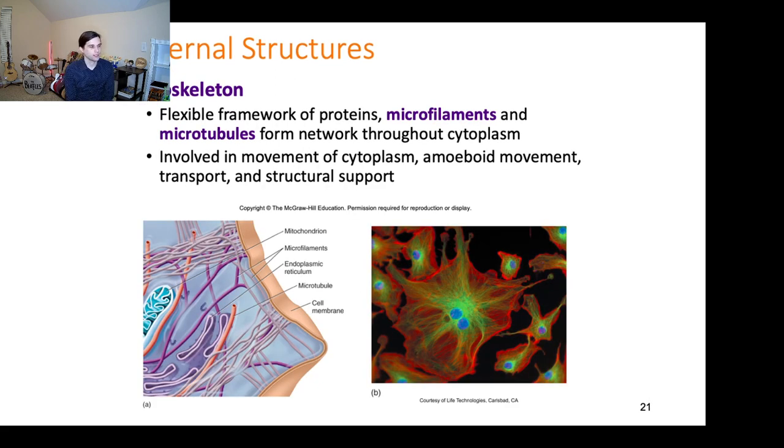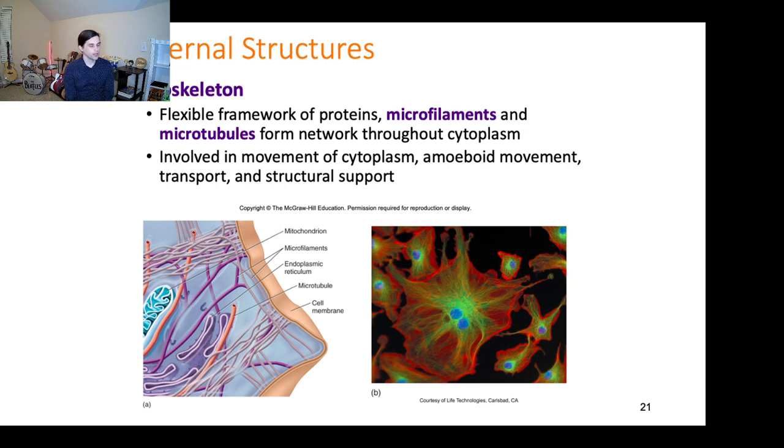Eukaryotes have a cytoskeleton as well. Our cytoskeleton is a little more complicated. There's 3 things that make it up: microfilaments, microtubules. There's another one in there that's not here. Where are those? Intermediate filaments. Yeah, they're not on there here.